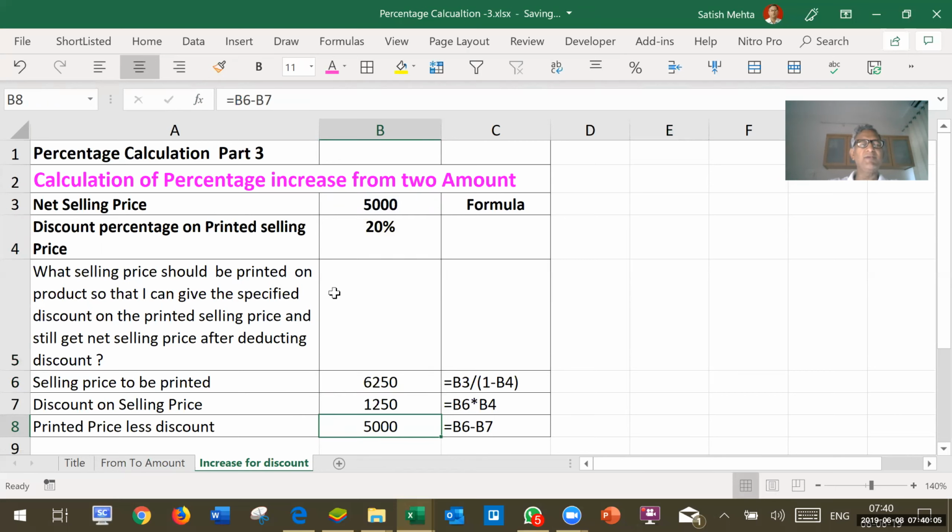Thus, I am giving 20% discount and I am getting net 5,000 rupee also. End of the clip.